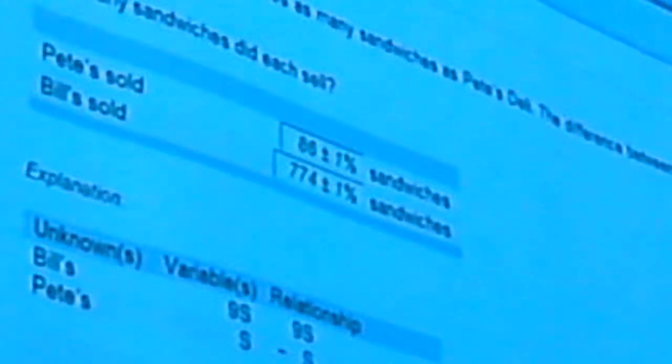Let's take a look at the words here. Bill sells 9 times. What does times mean? Multiplication. So you know you're going to have 9 times something, right? 9 times as many sandwiches as Pete's Deli. Now, we can use the variable S, which stands for sandwich, to represent Pete and Bill's sales. Why? Because it's the same product. Same exact thing.